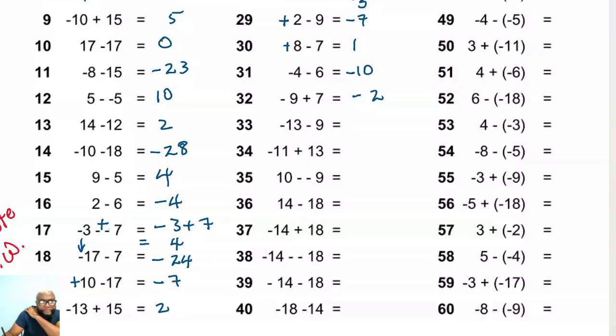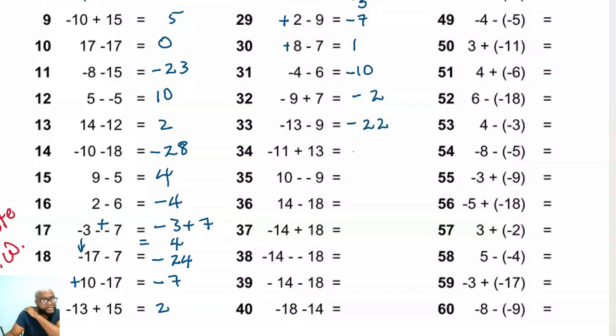A negative plus a negative, that's addition. You see that? A negative plus a negative. Don't say it like that. Say two signs are the same. So once two signs are the same, we always add. Right. So 13 and 9. -22. Right? Okay, next.